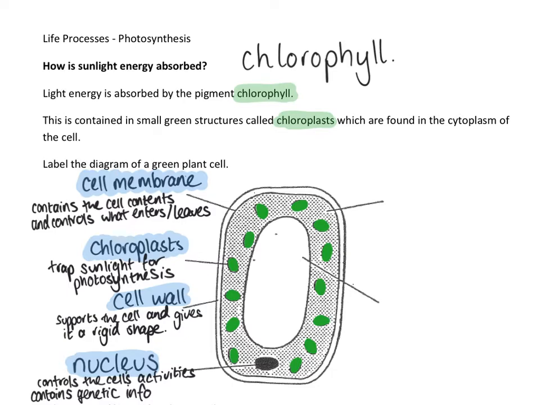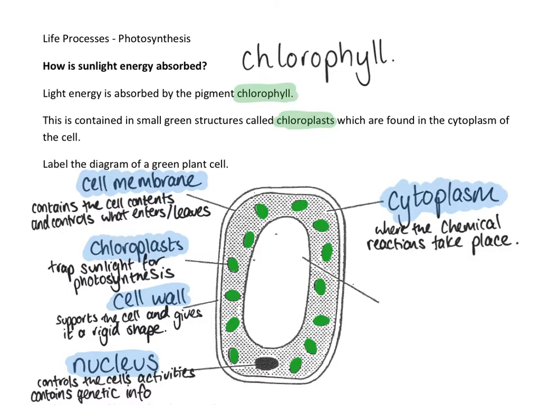Moving on round to the right hand side then, we have got our cytoplasm, and that is spelled C-Y-T-O-P-L-A-S-M. So take that spelling down carefully. And the cytoplasm is like a solution, a liquidy solution, where the chemical reactions of the cell take place. So reactions like respiration.